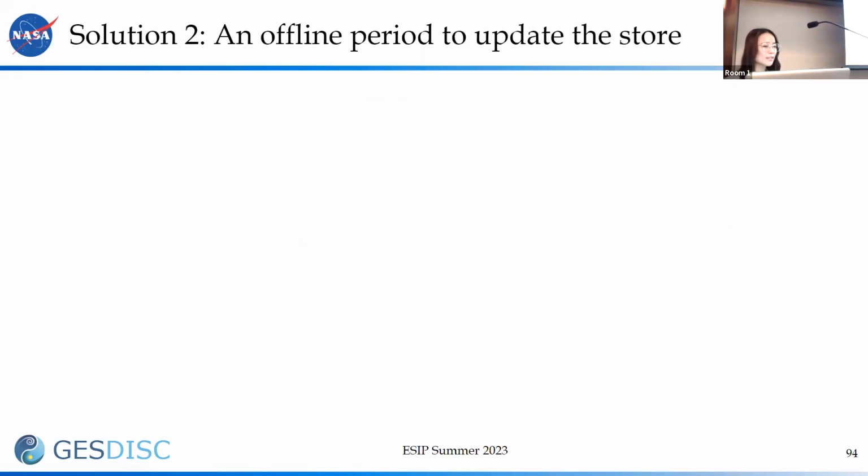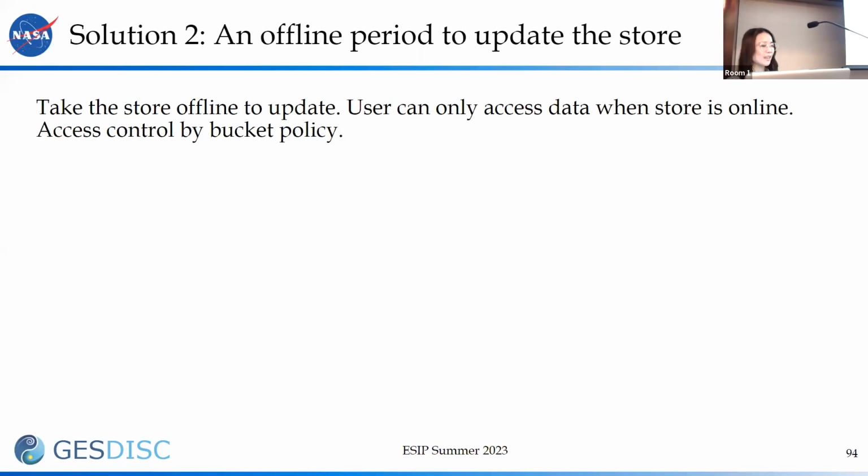The next one is an offline period that's used to update the store. And it's as simple as it sounds. We take the store offline to do any updates. The user can only access the store when it is online. And it might look different for other people, but we would control the access to it by a bucket policy.